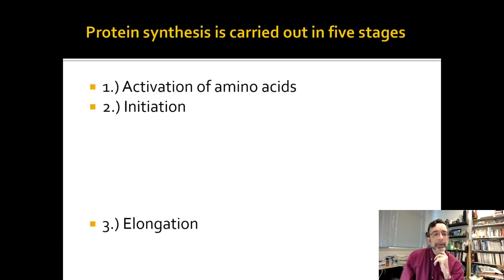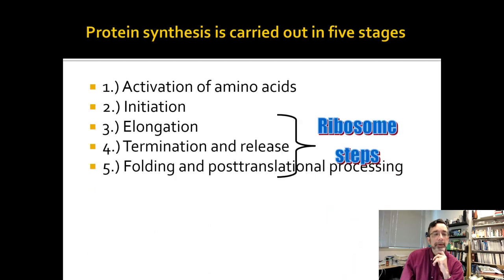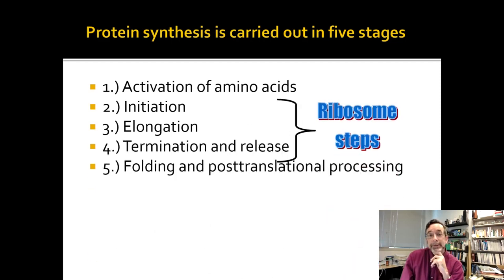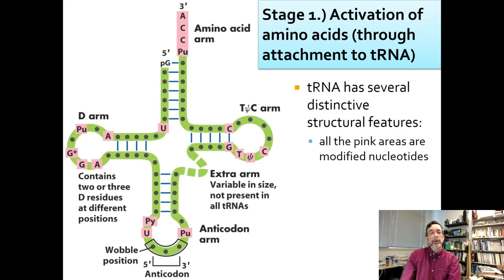We talked a little bit about what the ribosome looks like. We talked about how we'll go through each of the stages. So let's start with stage 1, the activation of amino acids, because we've talked about the old evidence that it happens, but what does it actually look like? Well, for one thing, you need to say, what does a tRNA look like? Because we're talking about attaching the amino acids to this.